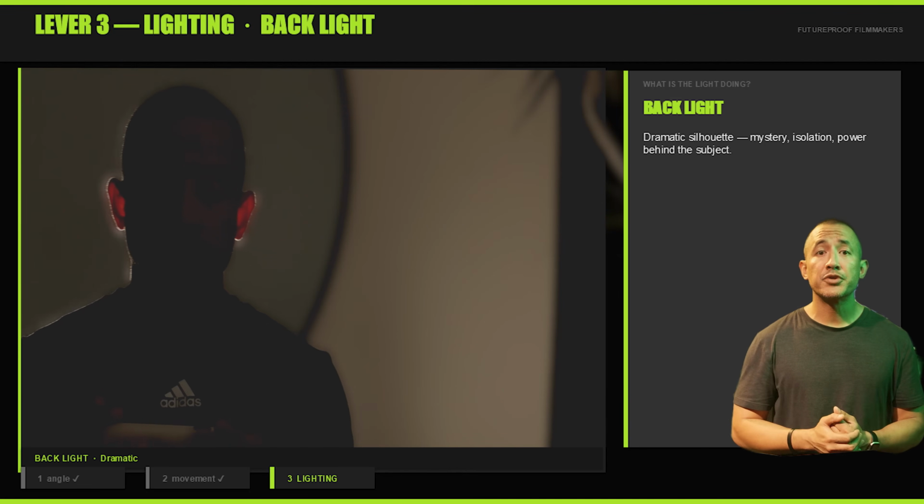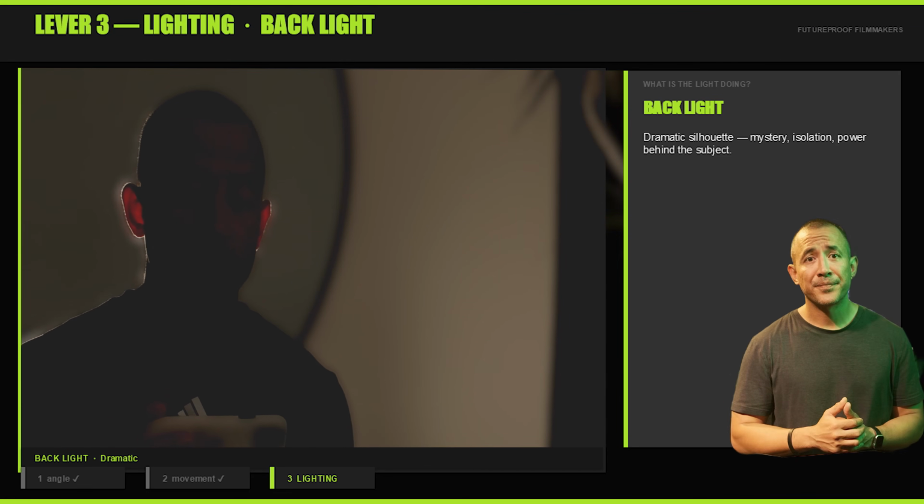The last lighting option is the backlight. When the key light source is behind you, the subject then becomes a silhouette. Again, I used one light and one decision as to where to place that light. Same person, completely different story.